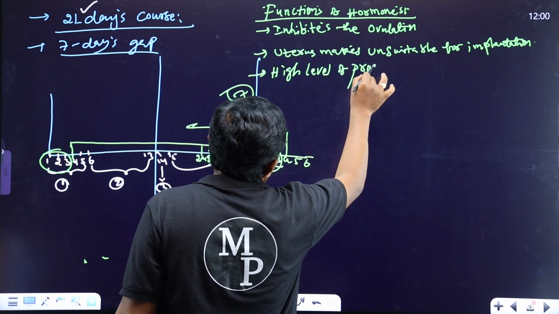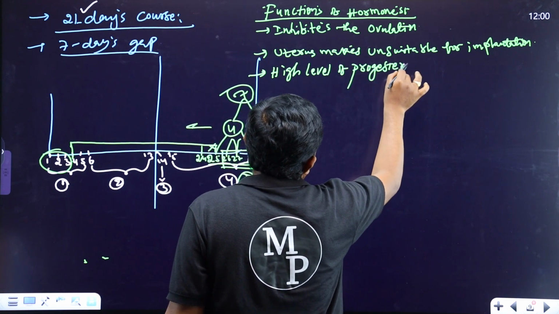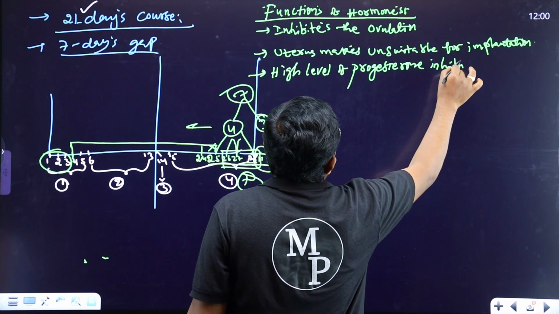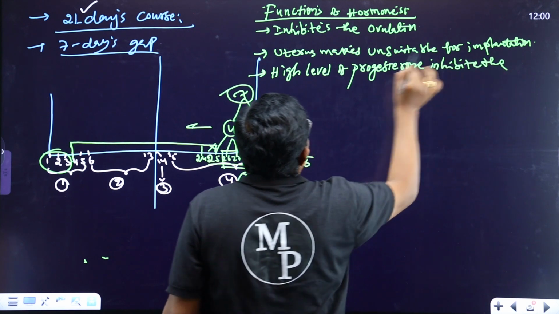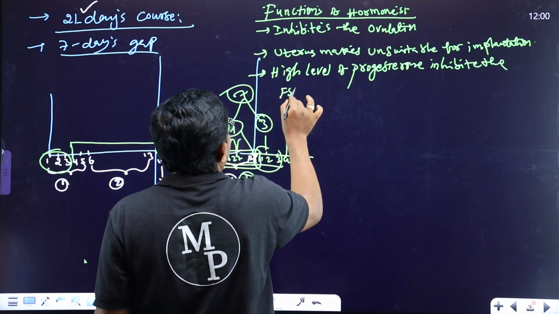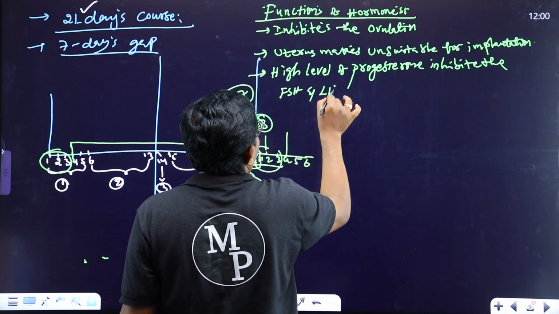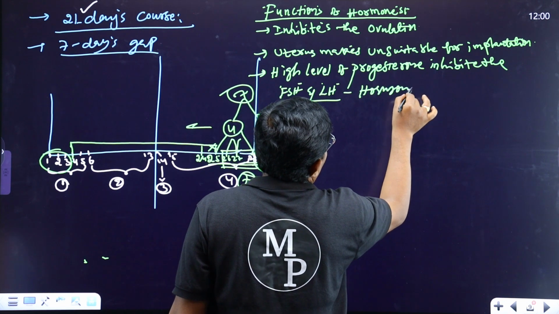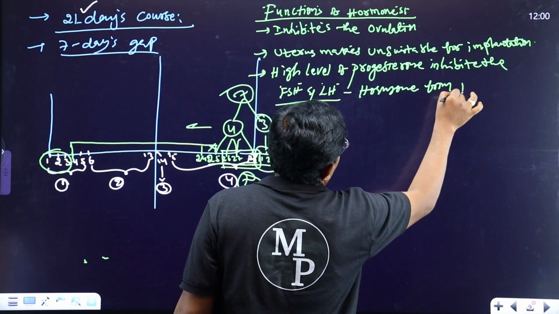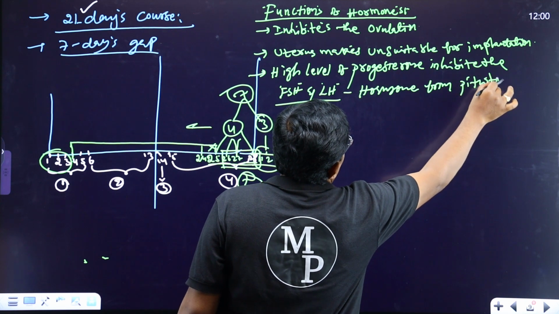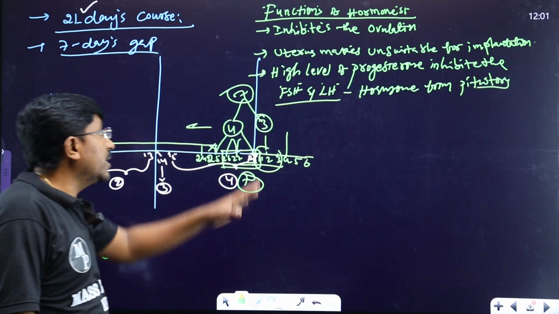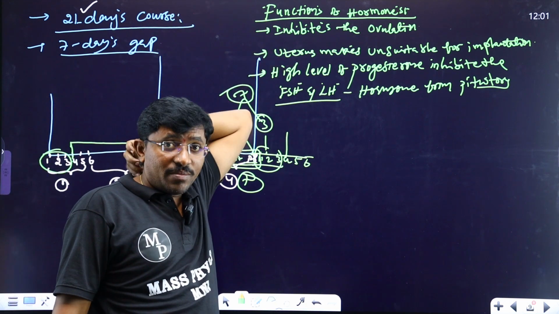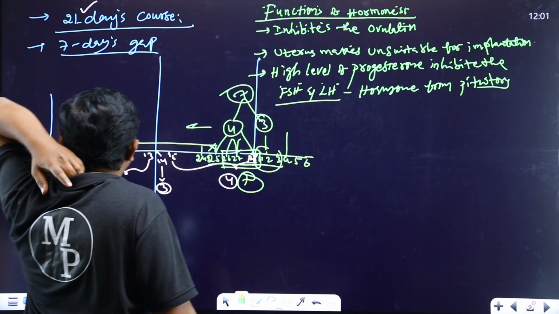A high level of progesterone inhibits FSH and LH hormones from the pituitary gland. So it is very important. These functions are done by the hormonal methods. Hormones, these are very important.